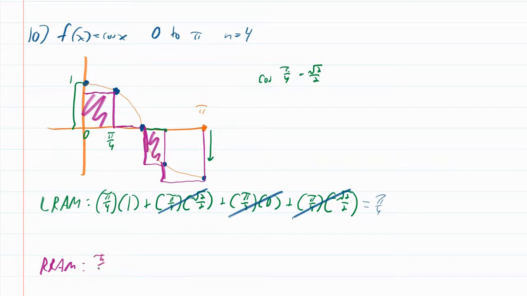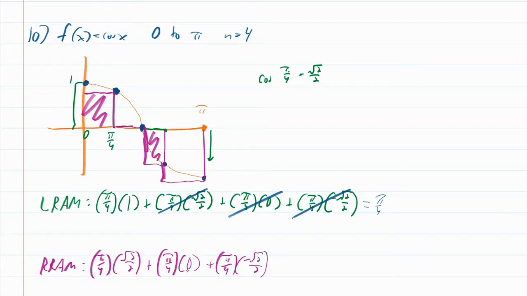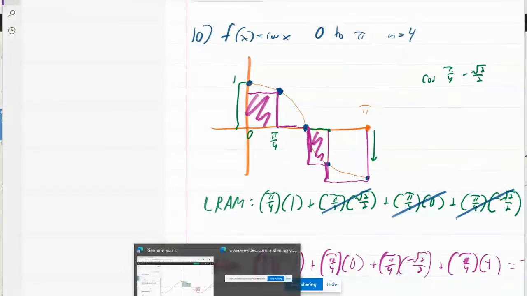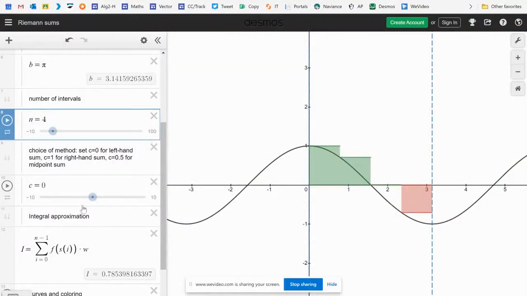So manually, I get pi over 4 times root 2 over 2 plus pi over 4 times 0, then plus pi over 4 times negative root 2 over 2, and then finally pi over 4 times 1. But that was negative 1, so this should be negative pi over 4. So the one right above it is pi over 4 for LRAM, and the one below it is negative pi over 4 for RRAM. Let's go back to Desmos and verify that that is actually happening. It says, let's make C equal 1 for right approximation, and yep, we get a negative of exactly the same value we just did.